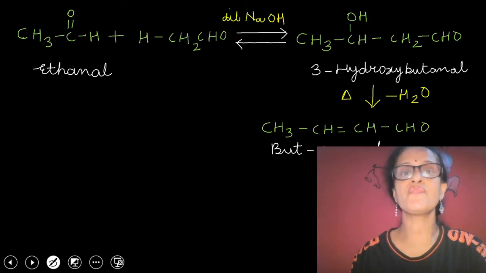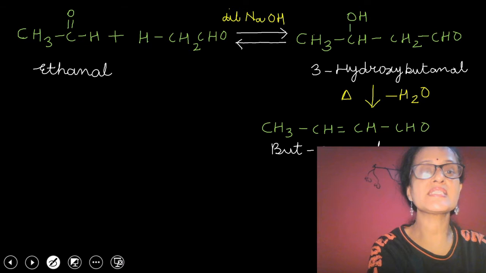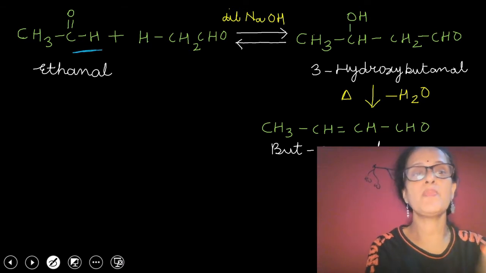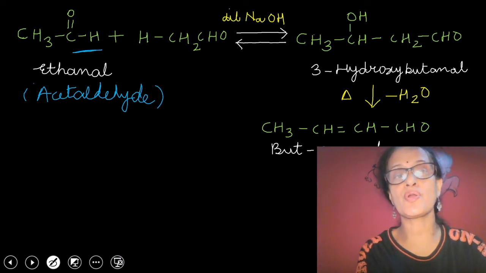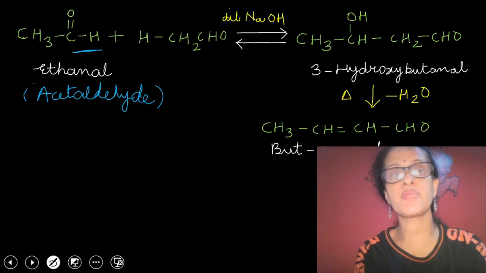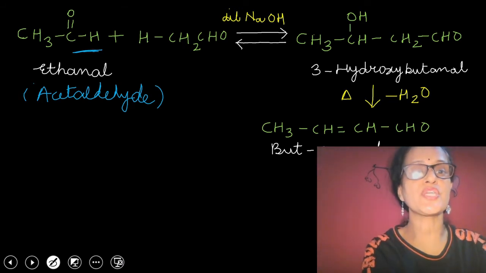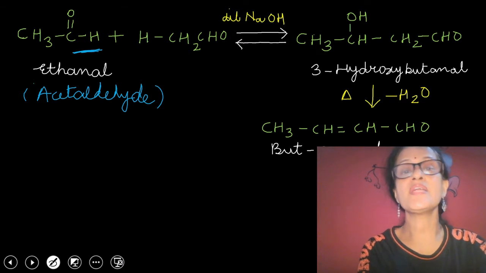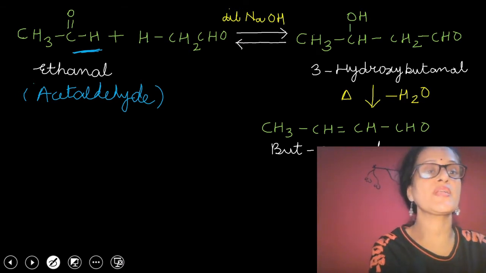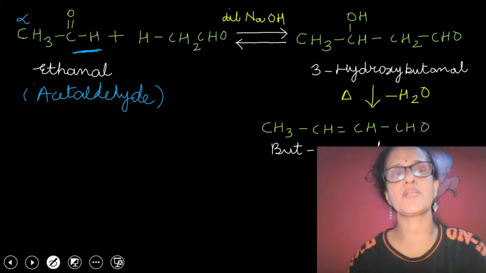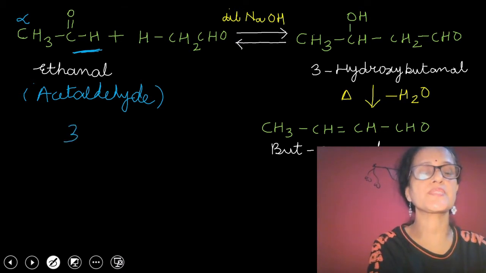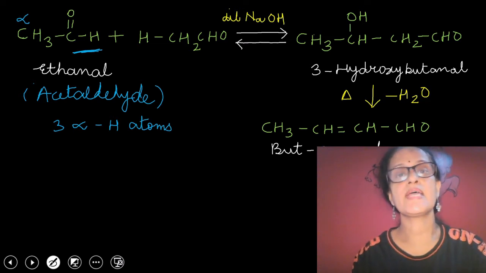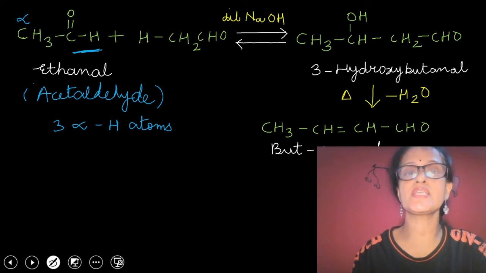Now we will consider the case of ethanal. Formula of ethanal is CH3CHO. Its common name is acetaldehyde. Whether ethanal will undergo aldol condensation or not, again we will check as we have checked previously. So this CHO is the functional group. Now you can see that the carbon atom which is attached to the functional group is called the alpha carbon atom. This is the alpha carbon atom and 3 hydrogen atoms are attached to the alpha carbon atom. It means acetaldehyde has 3 alpha hydrogen atoms. So it means acetaldehyde or ethanal will undergo aldol condensation.